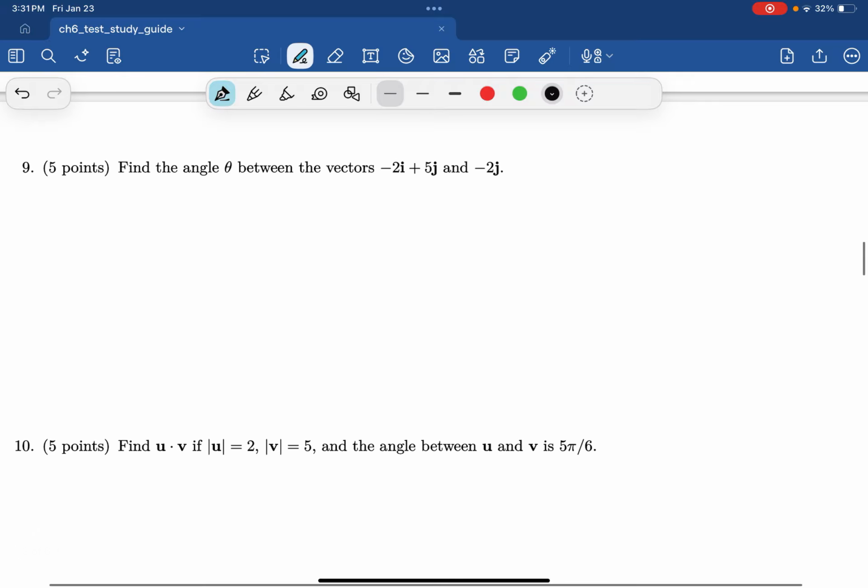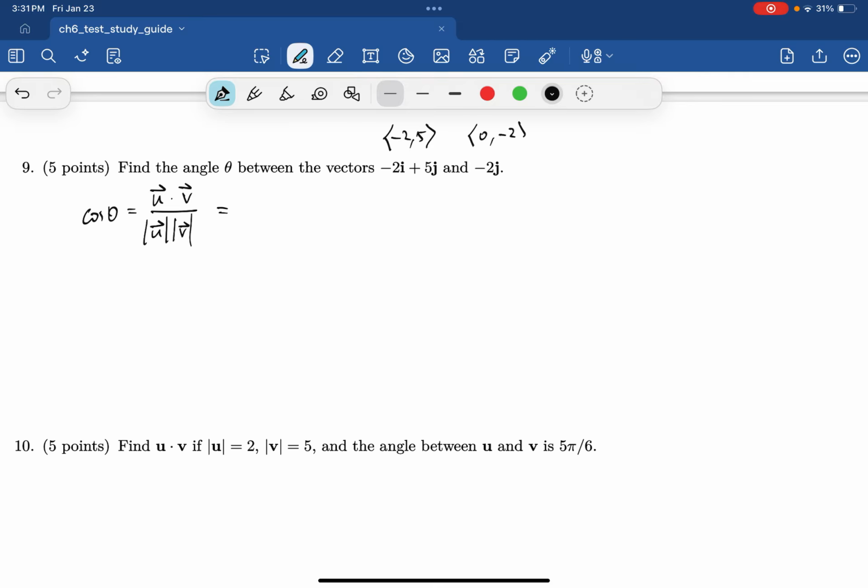Okay, find the angle between these two vectors. Many people mess this up on the homework checks because this says j and not i. Okay, so the dot product is determined with the y components. So recall the formula, cosine theta equals u dot v over magnitude u times magnitude v. So this is going to equal, right, this is negative 2 comma 5 and 0 comma negative 2, not negative 2 comma 0.